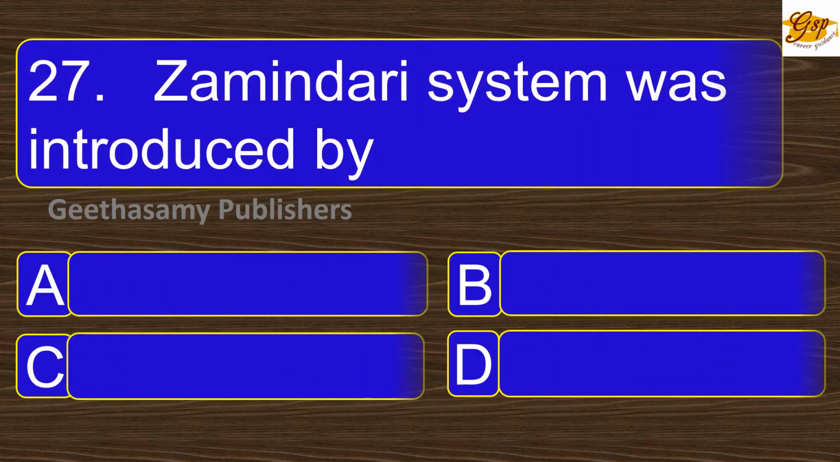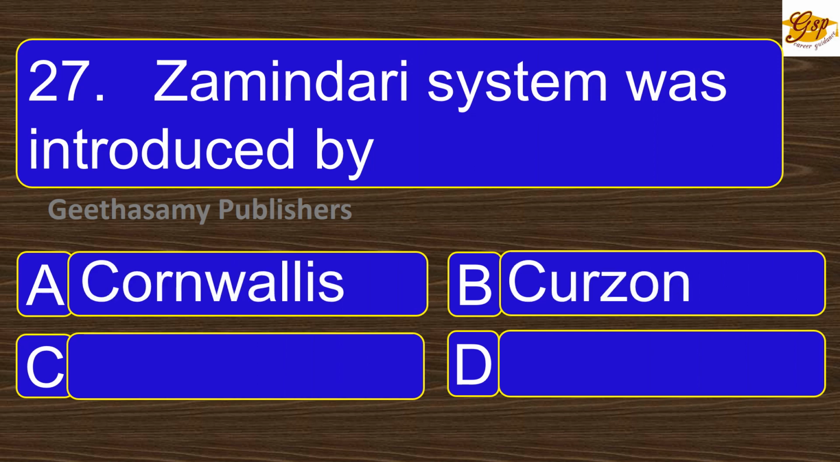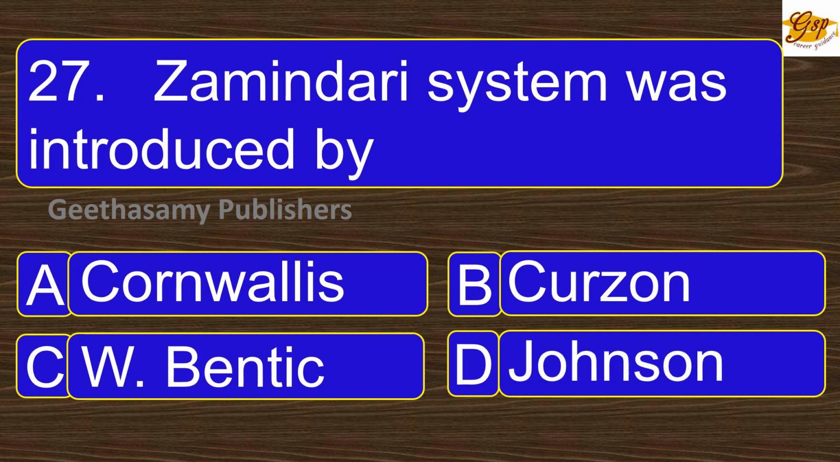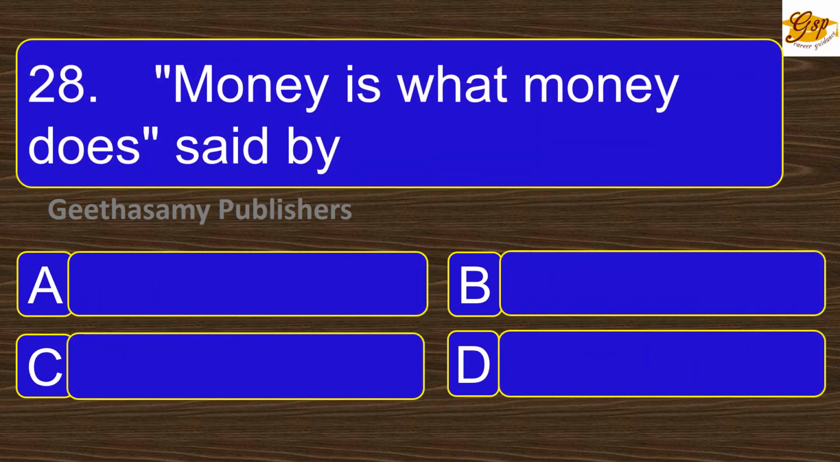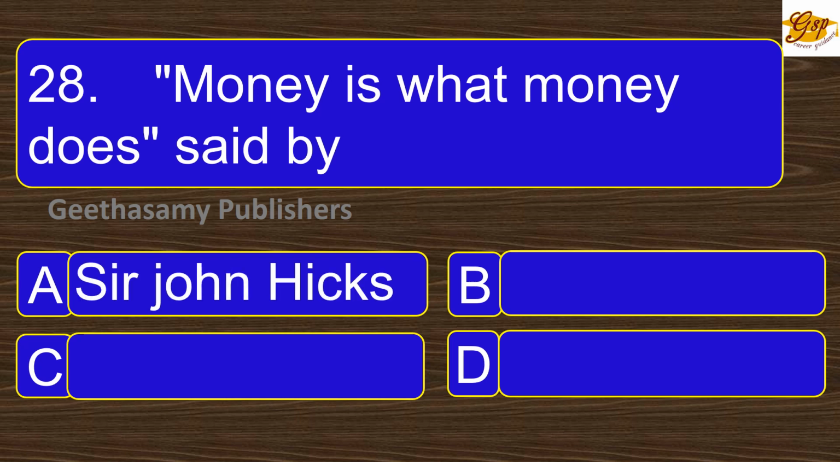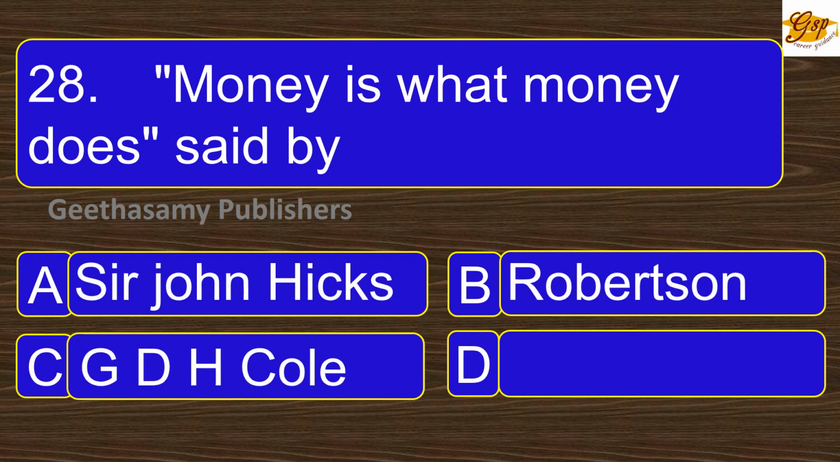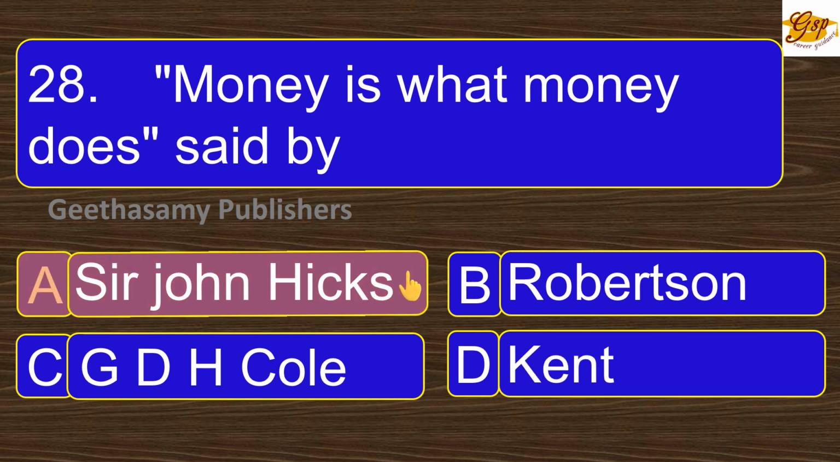27th question. The Zamindari system was introduced by A. Cornwallis, B. Curzon, C. William Bentinck, D. Johnson. The correct answer is A. Cornwallis. 28th question. Money is what money does, said by A. Sir John Hicks, B. Robertson, C. G.D.H. Cole, D. Keynes. The correct answer is A. Sir John Hicks.